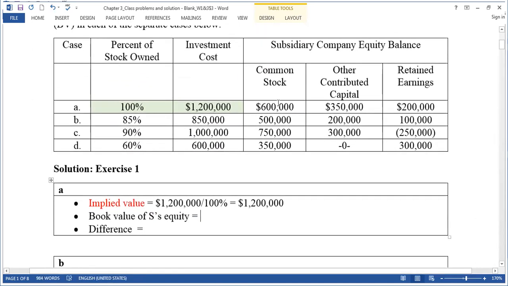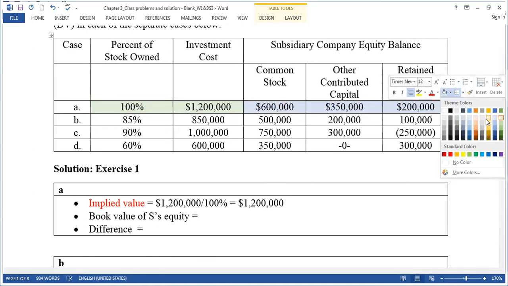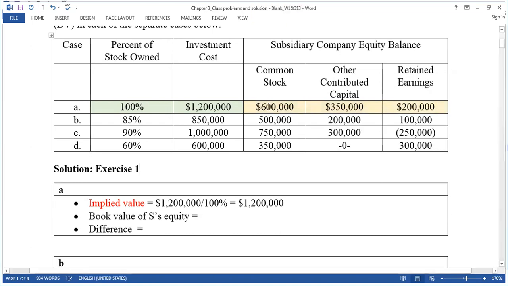The book value will come from these 3 columns: common stock, then additional paid-in capital or other contributed capital, and if we have retained earnings. Okay, common stock and retained earnings, these 2 are the book value, but in this question we also have some additional paid-in capital. So if we add these 3, then it will give us the book value. So we add these 3, and the book value is 1,150,000.